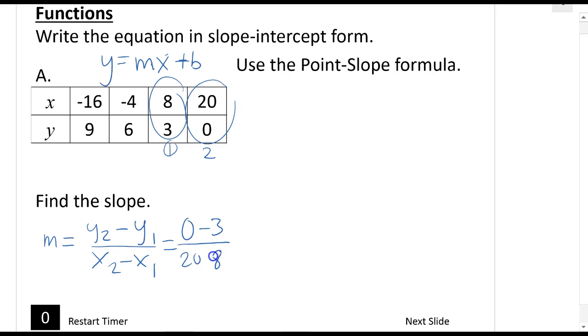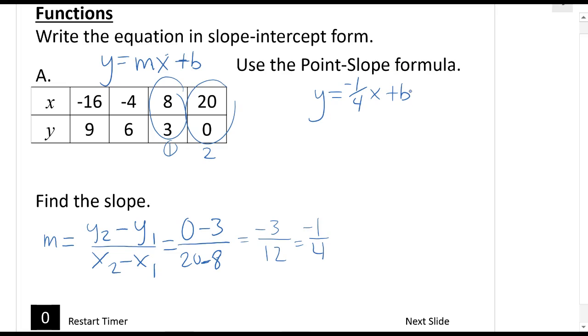Make sure you just do whatever you decide is the second one, make it the second for both the x and the y. Okay. So now I'm going to subtract 0 minus 3, which is negative 3, and 20 minus 8, which will give us 12. And then I can simplify that, and that will give me negative 1 over 4. So there's my slope, there's my m. Okay, so now I know y equals negative 1/4 x. But I just don't have my b. I don't have my y-intercept.